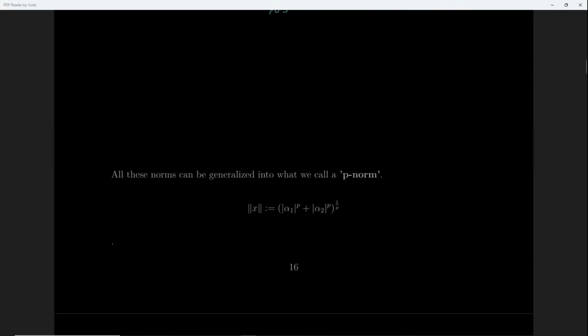As you see, when p is equal to 1, this is the norm p. The norm x1 is, according to this equation, the absolute value of alpha 1 plus the absolute value of alpha 2, and the norm x2 is equal to the square root of the absolute value of alpha 1 squared plus the absolute value of alpha 2 squared.